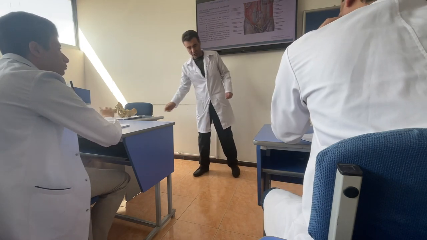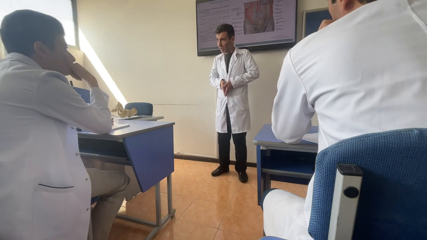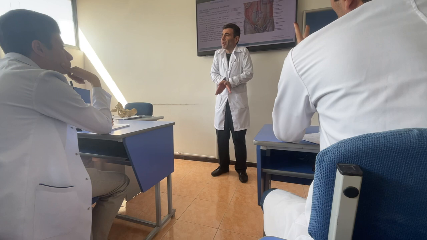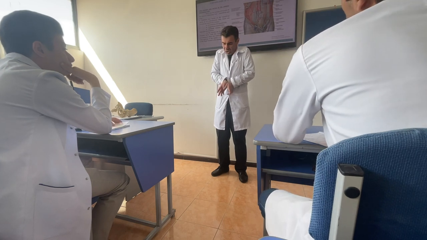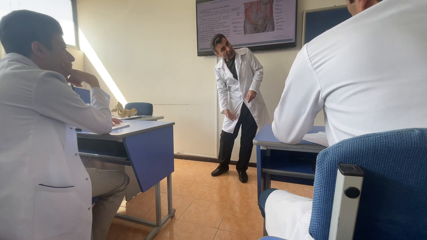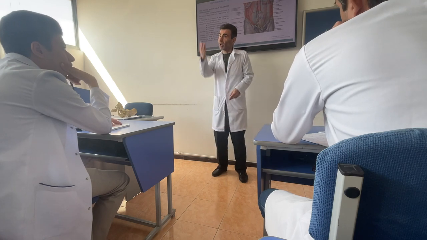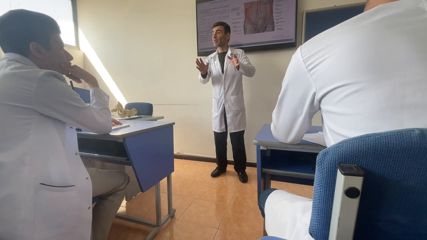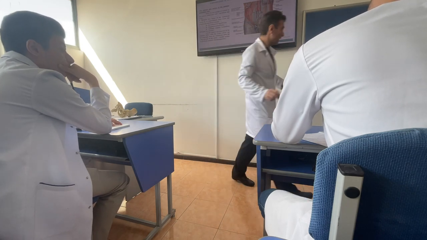I want to remind you that your abdominal aorta at the level of L3, L4 splits into two terminal branches, the common iliac arteries. Each one gives two: external, which supplies your lower extremity, and internal, which supplies your pelvis, all your pelvis.